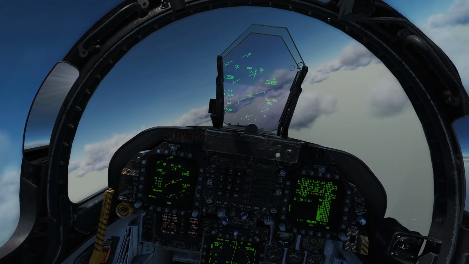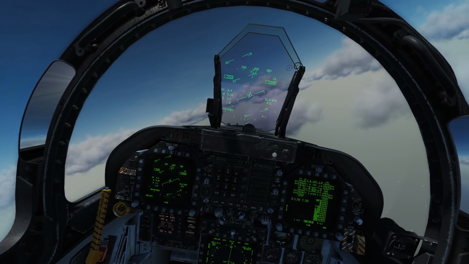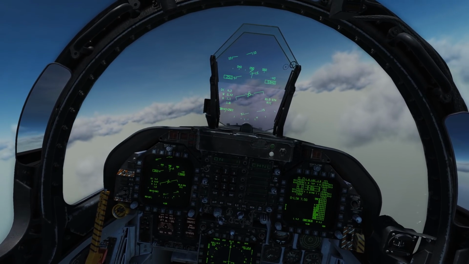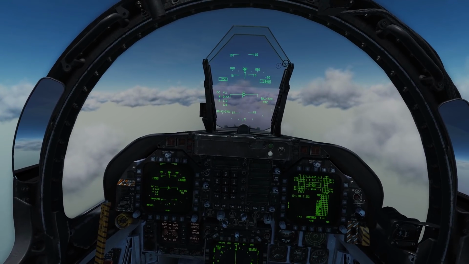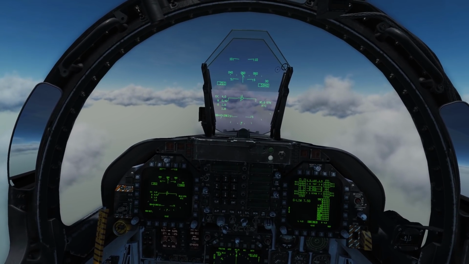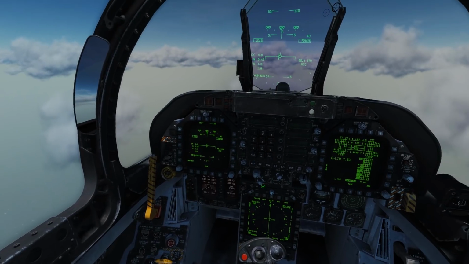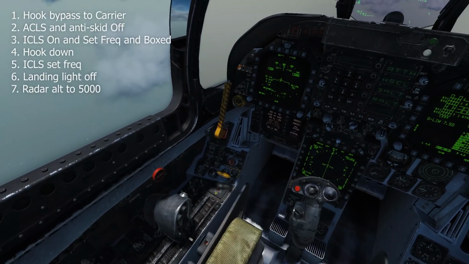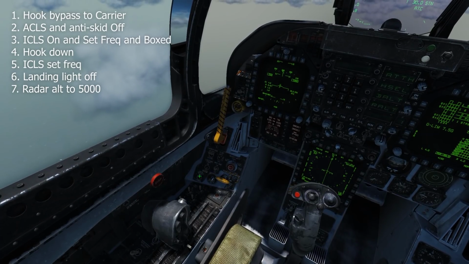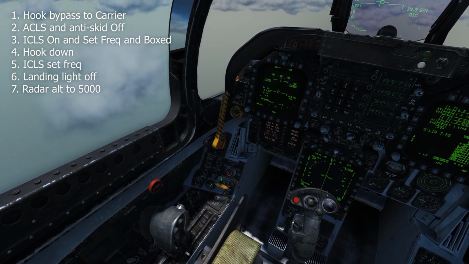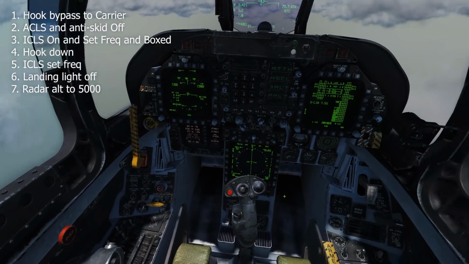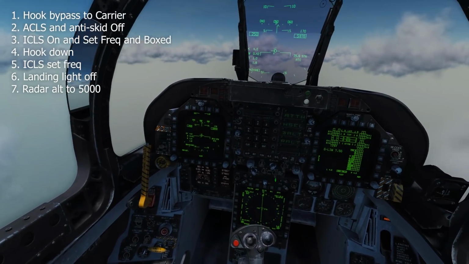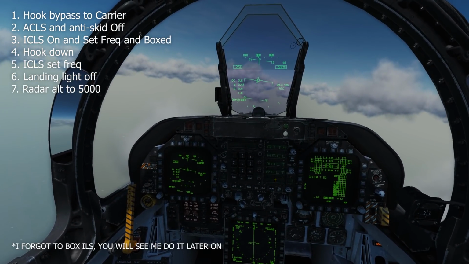Once established in the holding pattern, let's run through a quick checklist and set up for our recovery. You want to check that your hook bypass is on carrier, your anti-skid is off, your ICLS has set frequency, hook is down, your landing light is off, and you want to box ILS on the HSI.